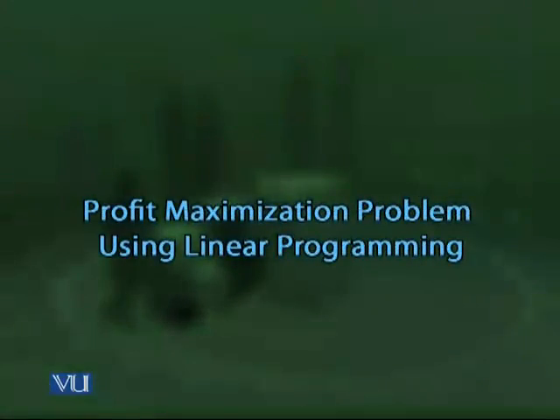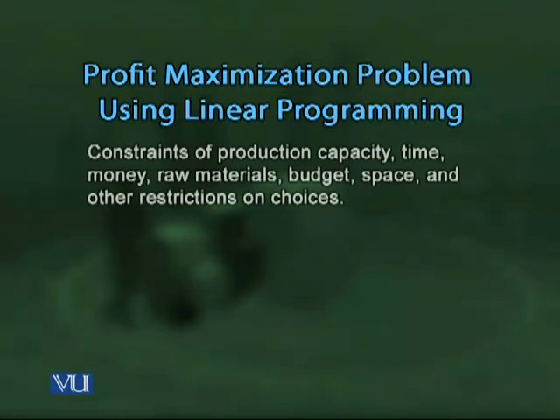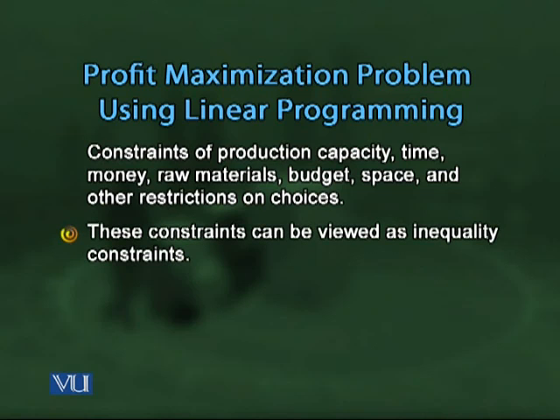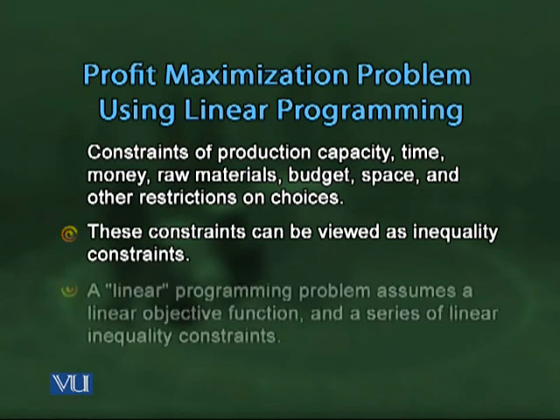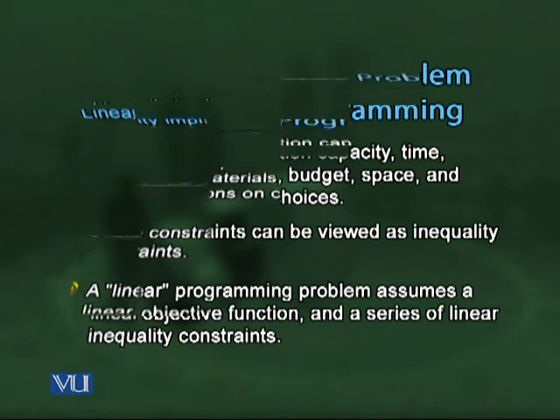Basically, we will be considering a maximization problem today. So let's see in general how we can explain this profit maximization problem, and then we will use a specific example for this purpose. Profit maximization problem using linear programming. Constraints of production: capacity, time, money, raw material, budget, space, and other restriction choices. These constraints can be viewed as inequality constraints. A linear programming problem assumes a linear objective function and a series of linear inequality constraints.